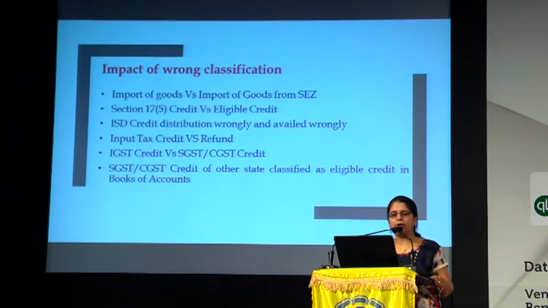ISD credit distributed wrongly and availed wrongly. No problem. I have also distributed wrongly. The ISD recipient also has enjoyed the credit wrongly. Is there any impact of that?